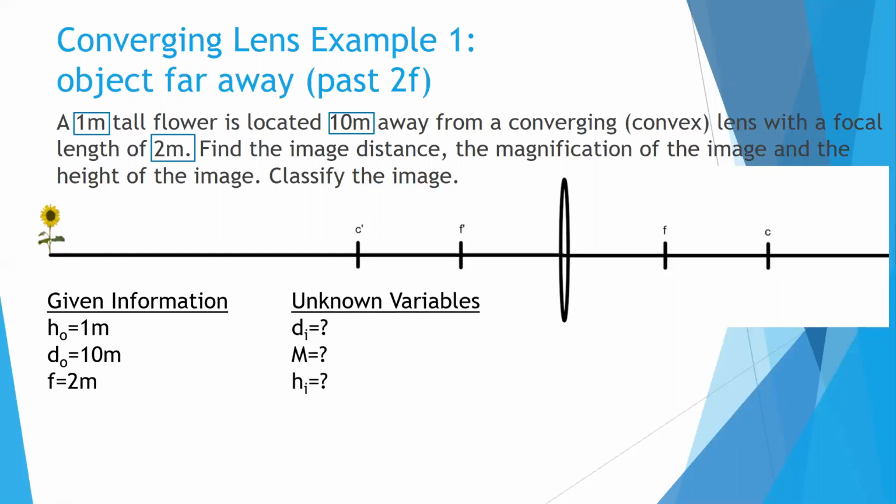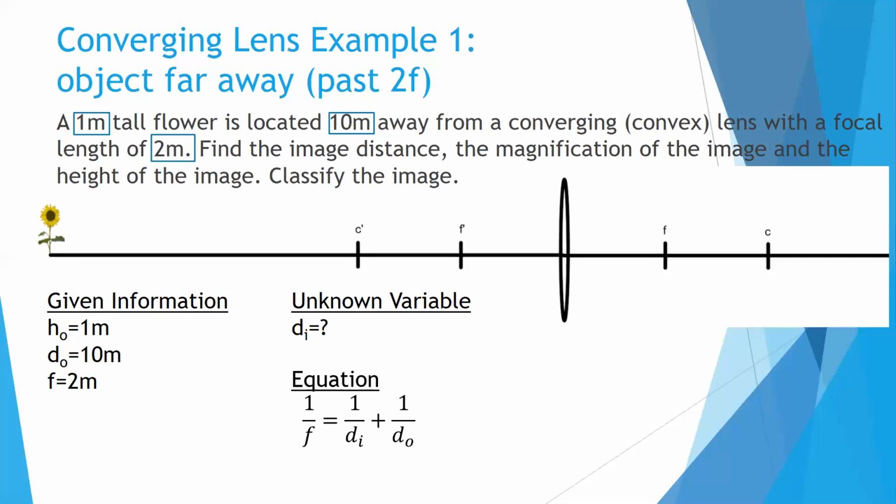Next thing we have to find is our unknowns. Obviously, our image distance, DI, our magnification, big M, and the height of our image, HI, are our three unknowns. So we're going to start by finding the image distance. We're going to pick the correct equation. There are two equations with DI in it: 1 over F equals 1 over DI plus 1 over DO, or M equals negative DI over DO. Since we don't have M, we can't use the magnification equation. So we have to use our lens equation: 1 over F equals 1 over DI plus 1 over DO.